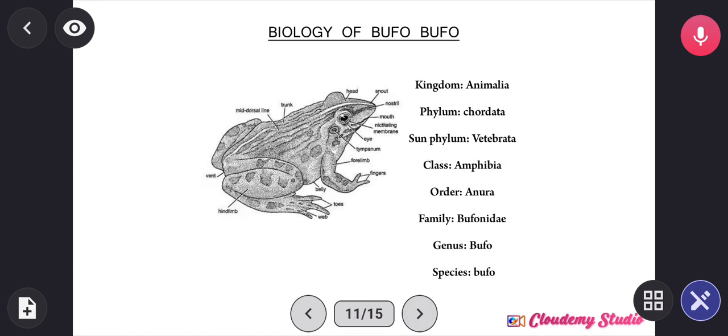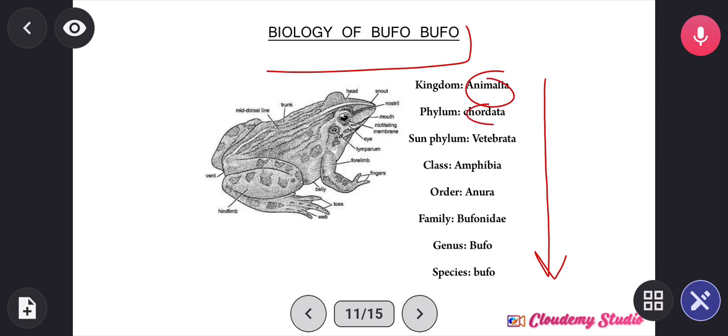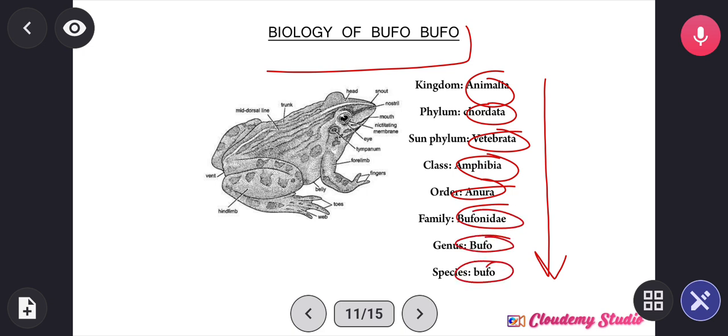So let us quickly go into the biology of Bufo, the true toad. Here we have the classification of this group of animals: kingdom Animalia, phylum Chordata, subphylum Vertebrata, class Amphibia, order Anura, family Bufonidae, genus Bufo. They are called true toads. So Bufo is a group of true toads in the family Bufonidae.